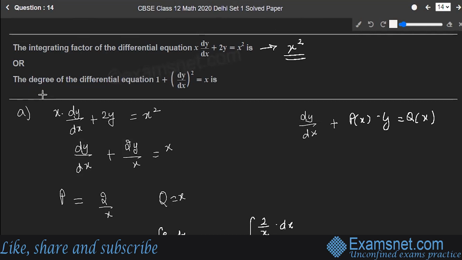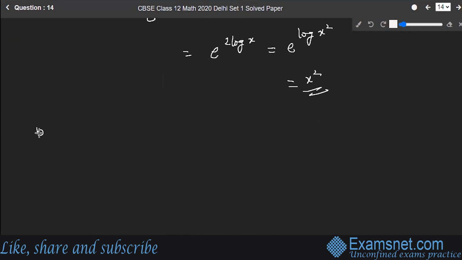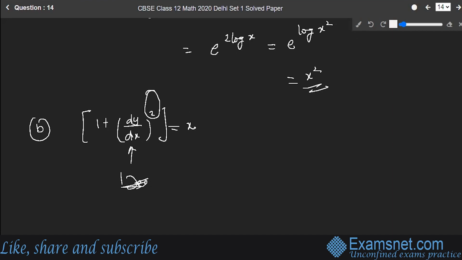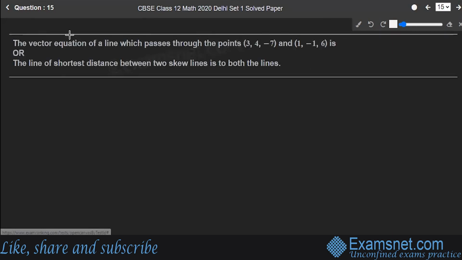Let's go with the second part. The degree of the differential equation (1 + (dy/dx)²) = x is. So this is the B part. You have been asked about the degree. The degree of this will be the highest power of the derivative, which is 2, correct? So that means the degree of the differential equation is 2, right? Hope you understood that. Next is question number 15.